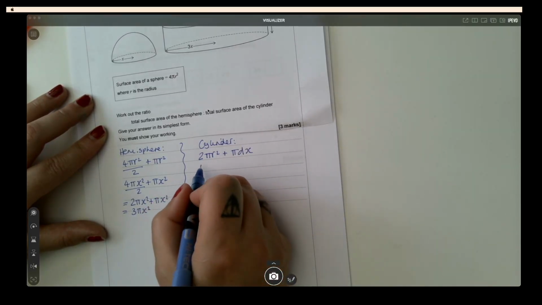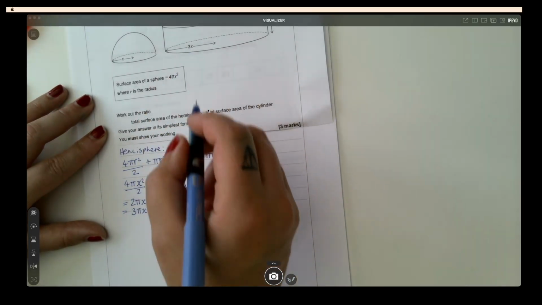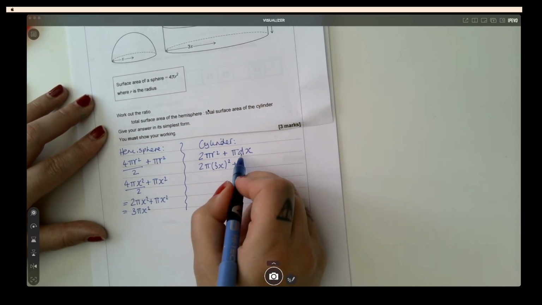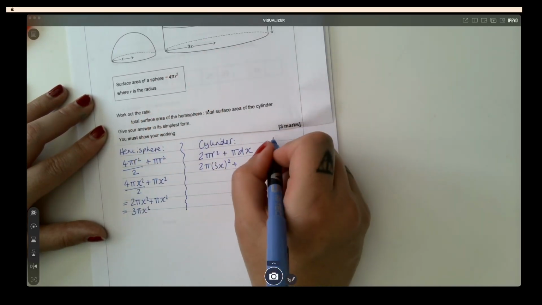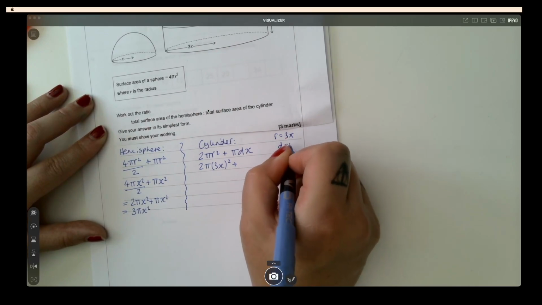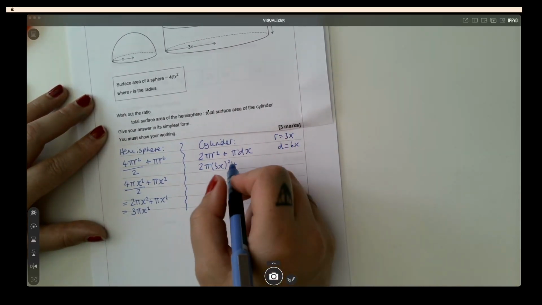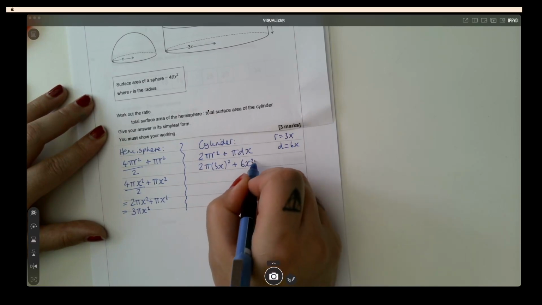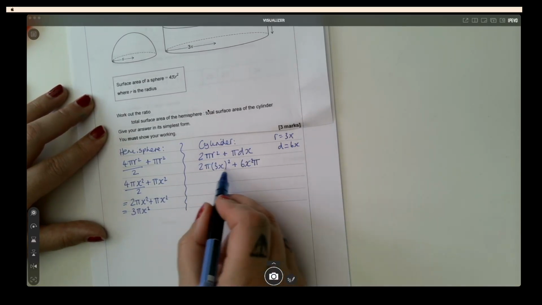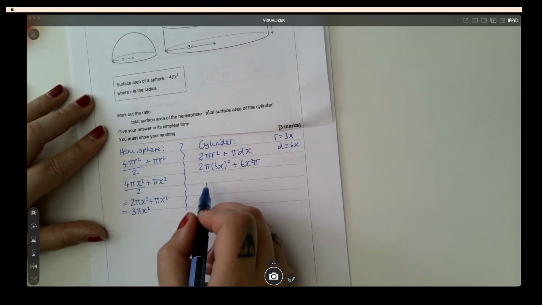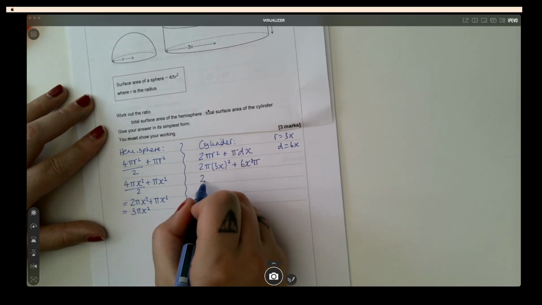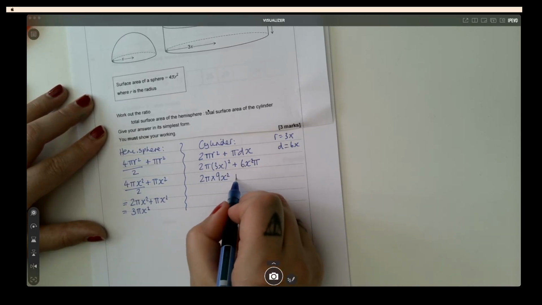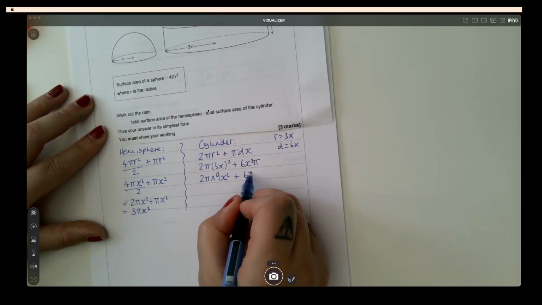So let's stick in what we know here. r is 3x. So we have 2 pi 3x squared plus the diameter. If the radius is 3x, the diameter is double that, which is 6x. So we have 6x times x, which is 6x squared, and we've got that pi there as well. Let's simplify this a little bit further. 3x squared: 3 squared is 9, x squared is x squared, plus 6 pi x squared.